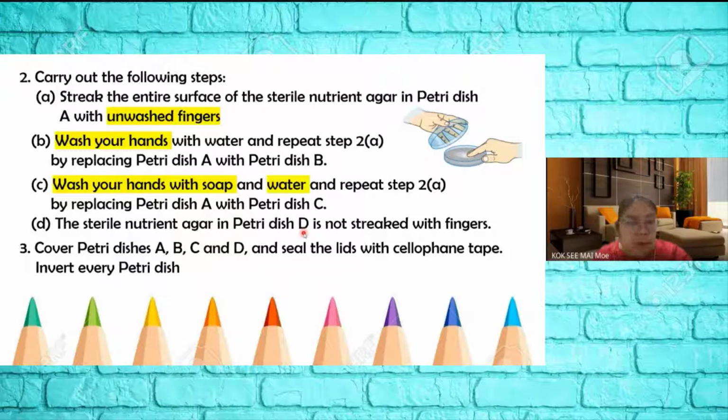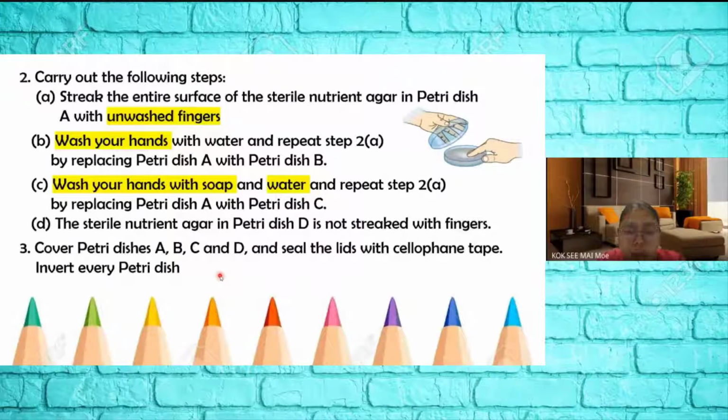Don't do anything. After that, we need to cover the petri dishes A, B, C, D, and also seal the lid with the cellophane tape. Invert every petri dish. Anybody can tell me why we need to seal, why we need to close the lid? Why cannot open? Anybody can answer?